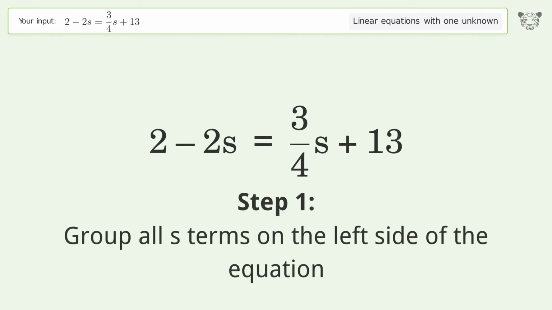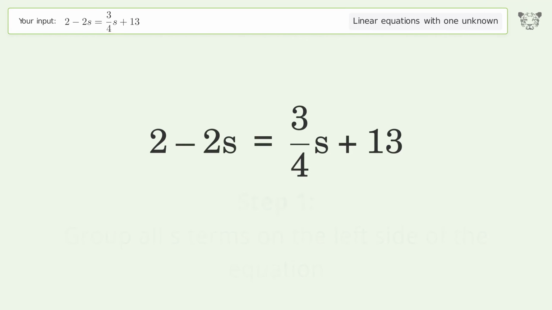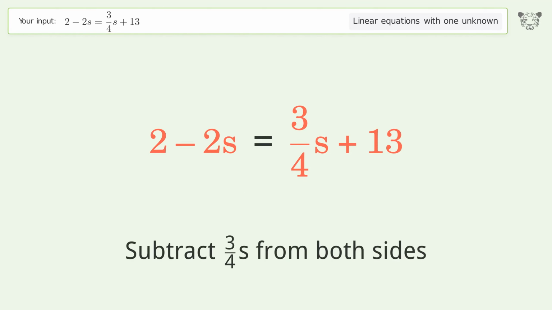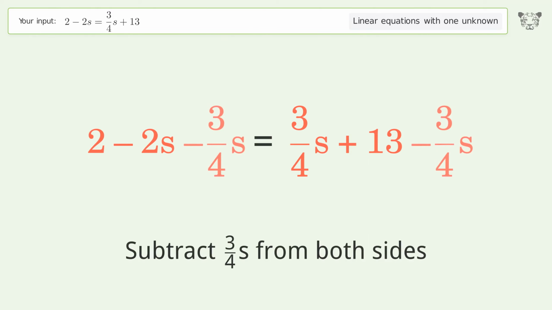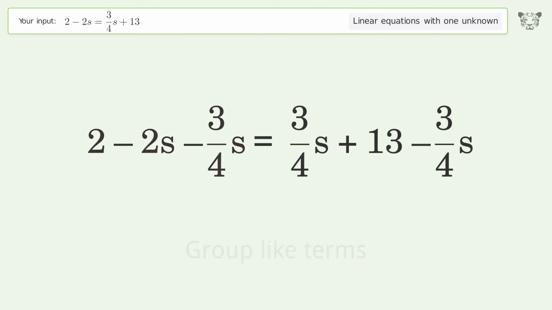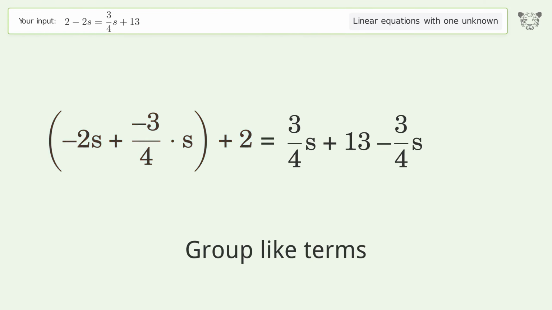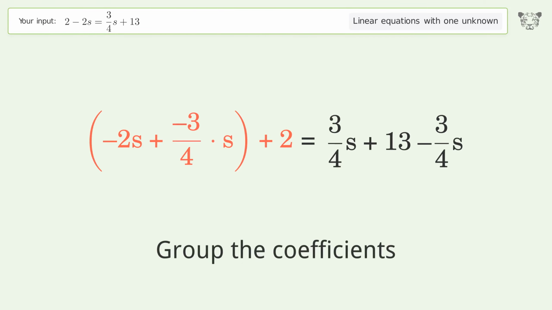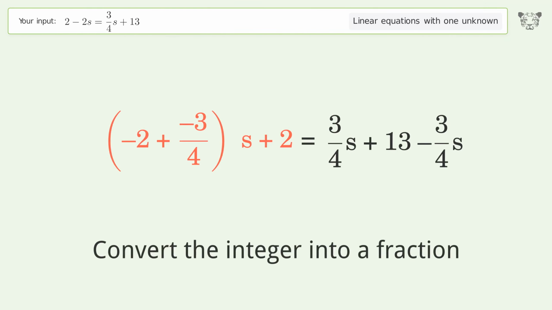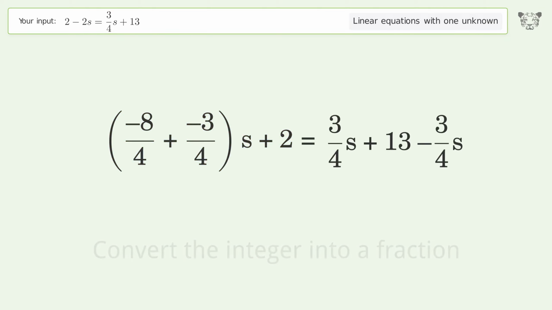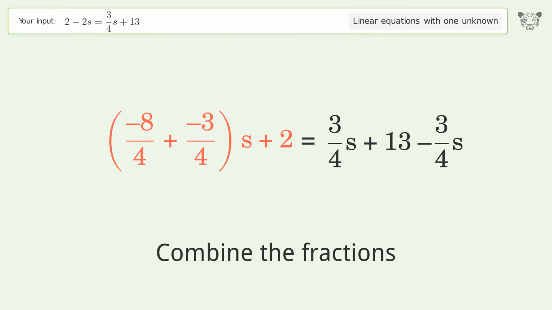Group all s terms on the left side of the equation. Subtract 3/4s from both sides. Group like terms. Group the coefficients. Convert the integer into a fraction. Combine the fractions.